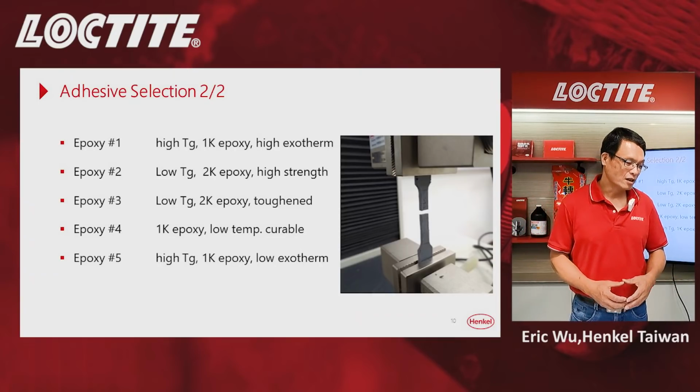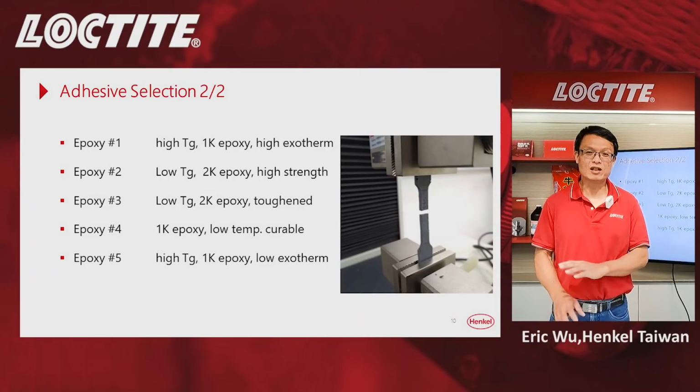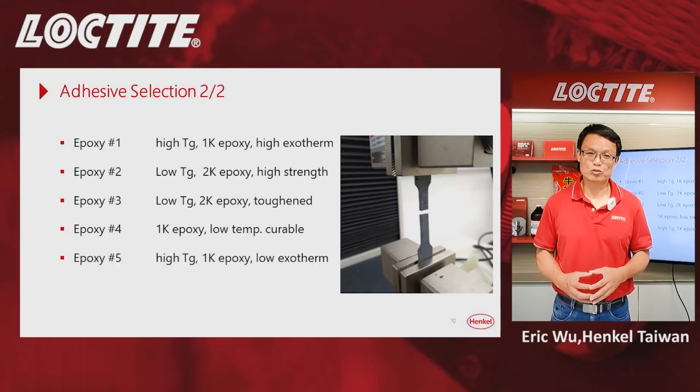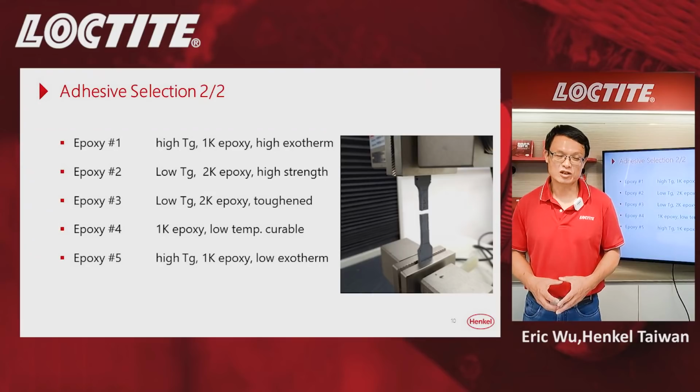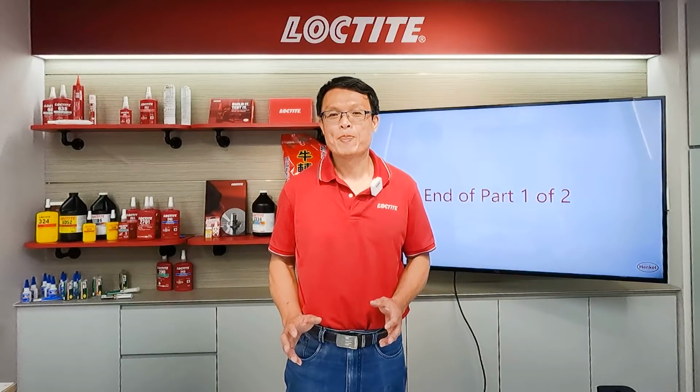The last candidate is a low exotherm. Compared with candidate 1, everything is the same except the exotherm. We will also introduce in part 2 how the exotherm impacts the bonding quality of your design. At this point, we have completed the DOE explanation we developed here.